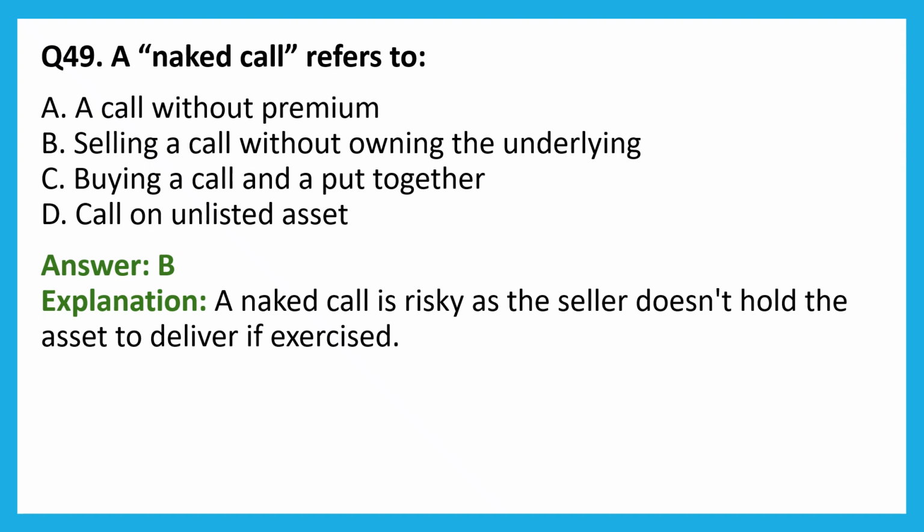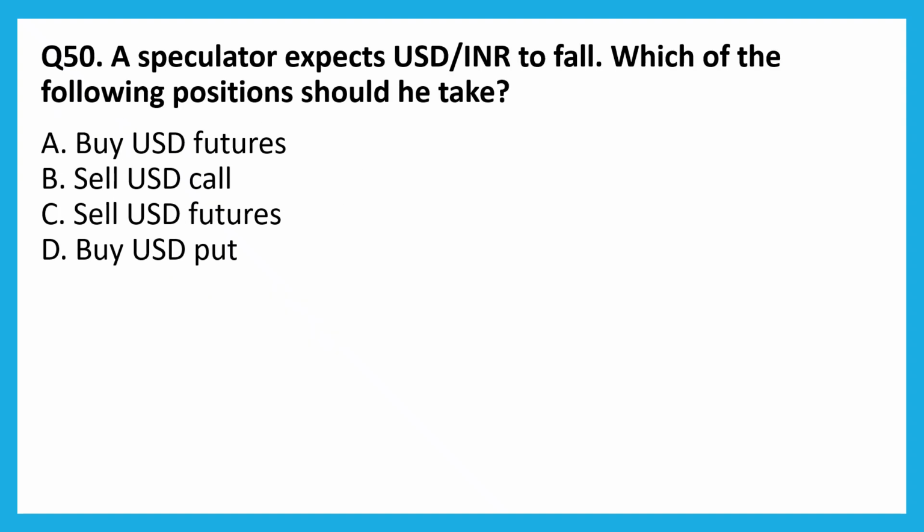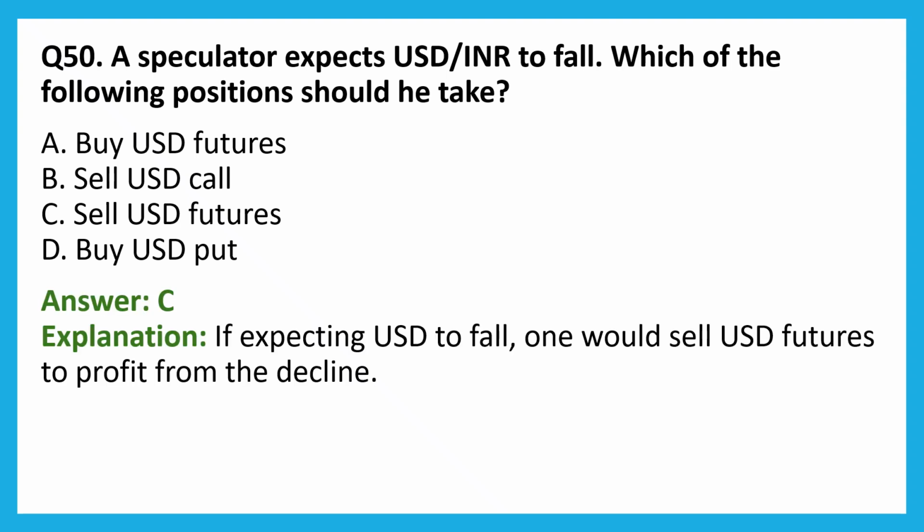Next question. A speculator expects USD INR to fall. Which of the following positions should he take? Option A. Buy USD futures. Option B. Sell USD call. Option C. Sell USD futures. And option D. Buy USD put. Correct answer is option C. If expecting USD to fall, one would sell USD futures to profit from the decline.